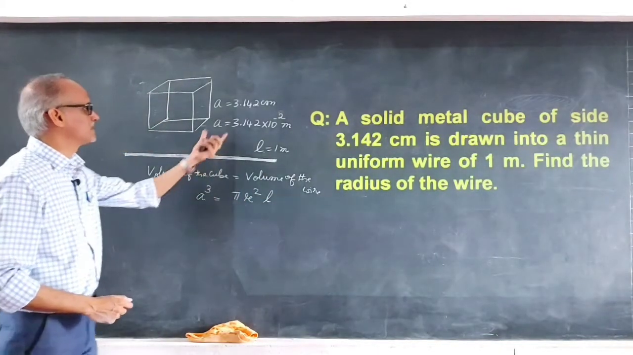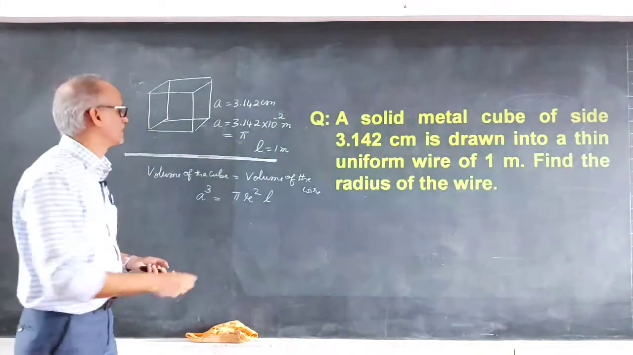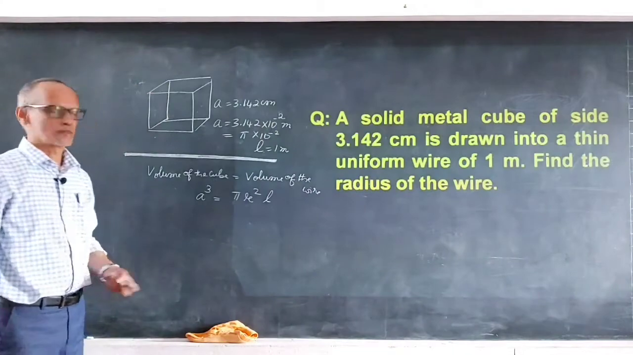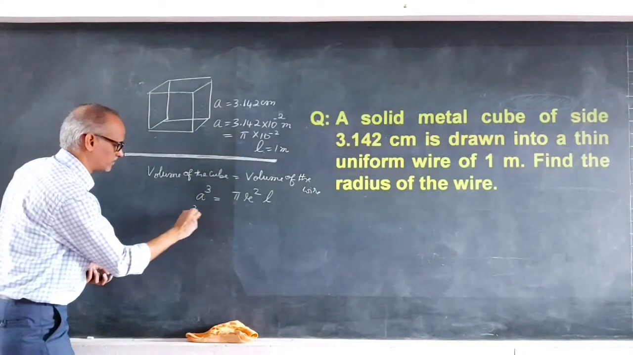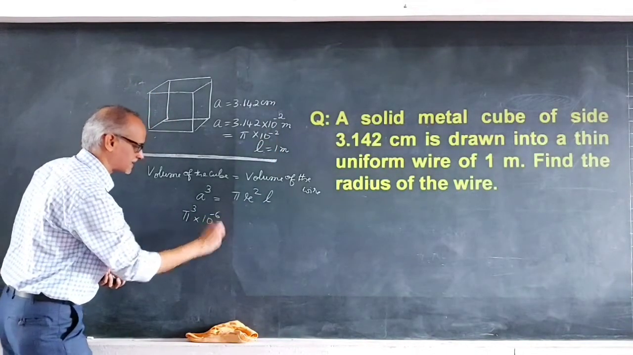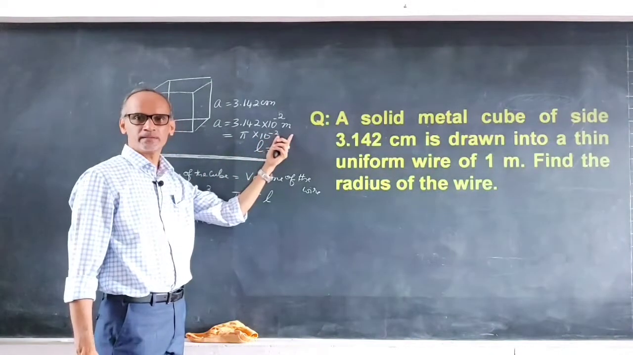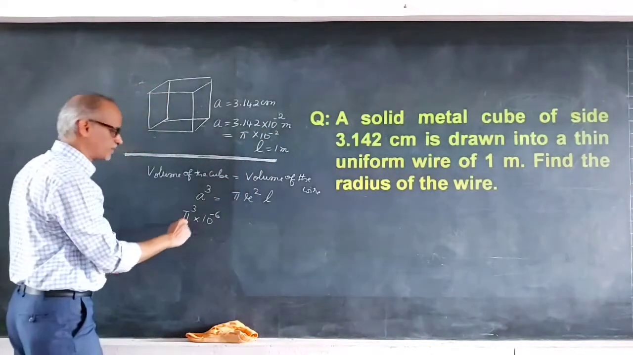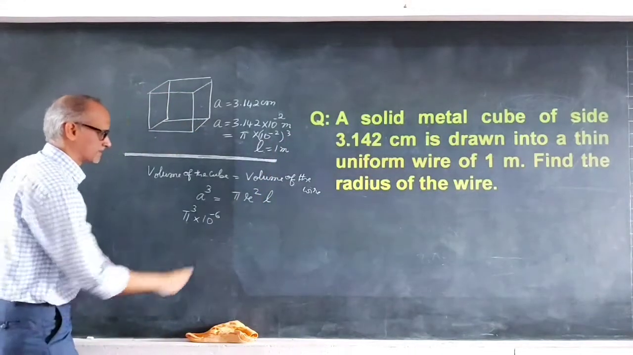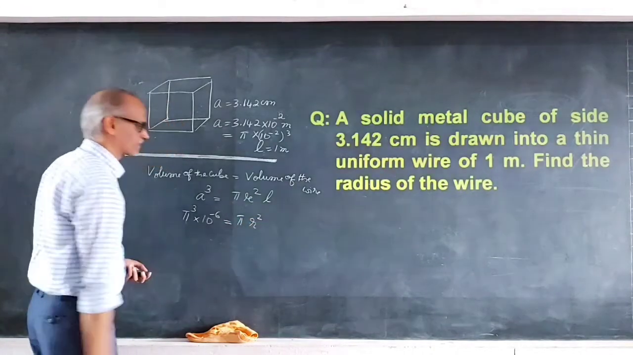What is the value of A? A is here 3.142, but that 3.142 is nothing but pi. So that's pi into 10 to the power minus 2. Cube of that is pi cube into 10 to the power minus 2 cube, which is 10 to the power minus 6. How do we get that? Multiply the power by 3, because this is also cubed. 3 into minus 2 is minus 6. That's equal to pi r square.